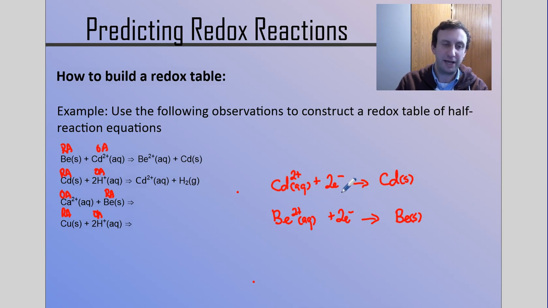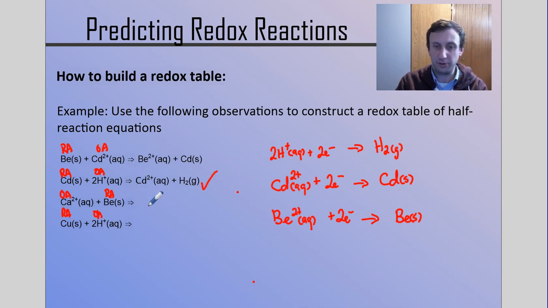Going to the next reaction, I have cadmium and I have hydrogen ion. So I have this as my RA, 2H+ is my OA, and that happens. So I know that H+ has to be above this reaction in order for me to get, again, a downhill spontaneous reaction taking place. So 2H+ aqueous plus 2 electrons gives me H2 gas. Okay, so this one's done.